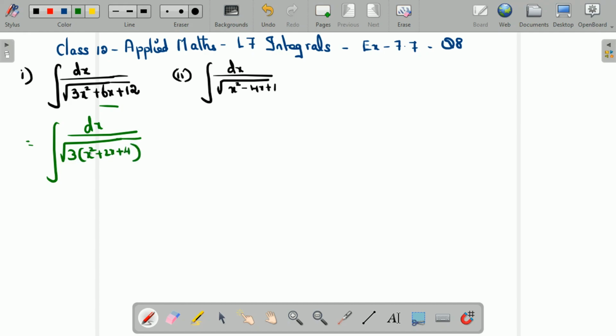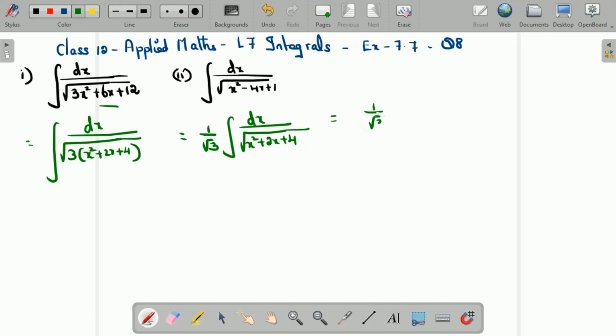Now I'm going to take this 3 outside the root and outside the integral too, because this will become 1 by root 3. So this will be 1 by root 3 integral of dx divided by root of x squared plus 2x plus 4. Now in order to make this a perfect square, I'm going to break this 4 as 1 plus 3. So let's do it.